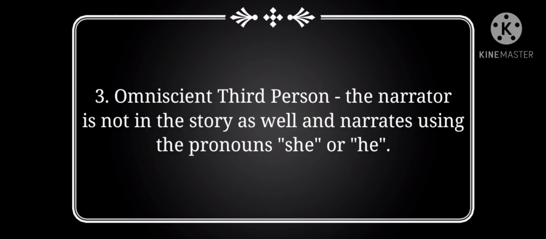The last one under the point of view is omniscient third person. When we say omniscient third person, the narrator is not in the story as well and narrates using the pronouns she or he. The narrator can tell the thoughts of the characters as he can see into their minds. So those are the types of point of view in a short story.